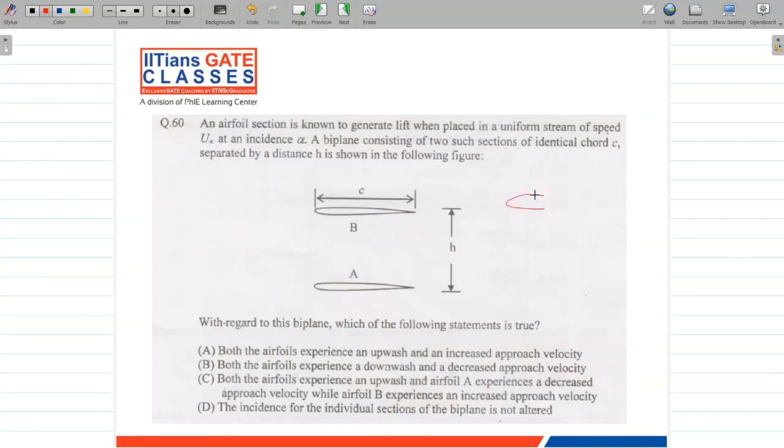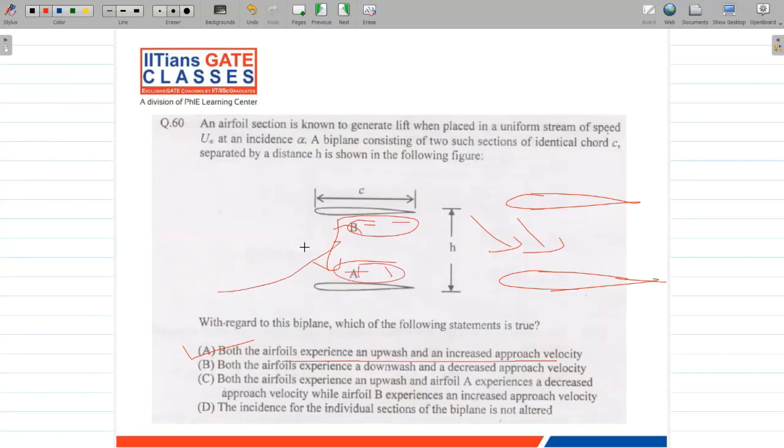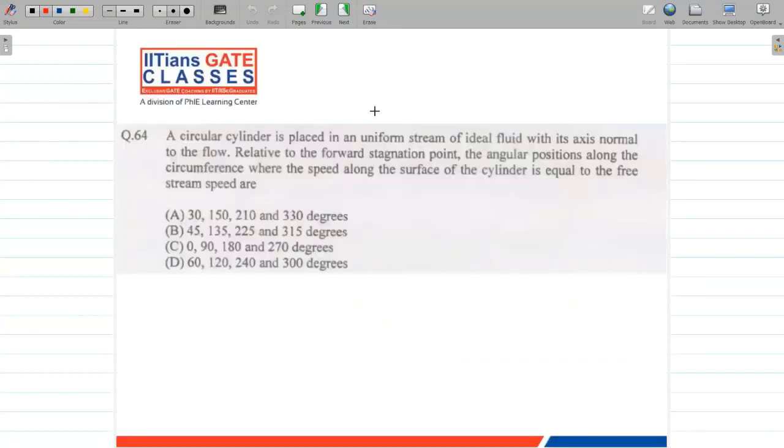Because if the curved surface was on top for both these cases, then your answer would be that both will experience a downwash. So the right answer here is that both experience an upwash and an increased approach velocity. Increased approach velocity because of the flow constriction, and the upwash because of the lower pressure in this region and higher pressure in this region, essentially curving the streamlines towards this, because flow tends to go from a region of high pressure to low pressure. So option A is the answer.